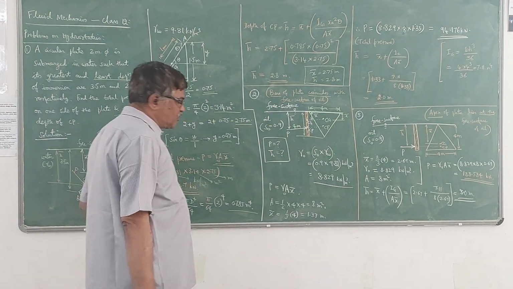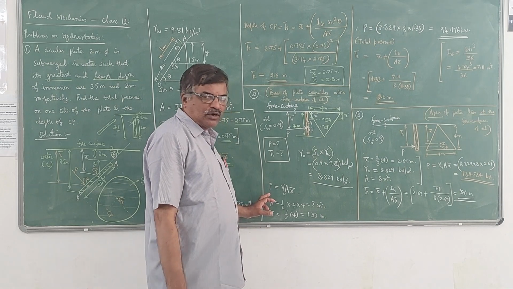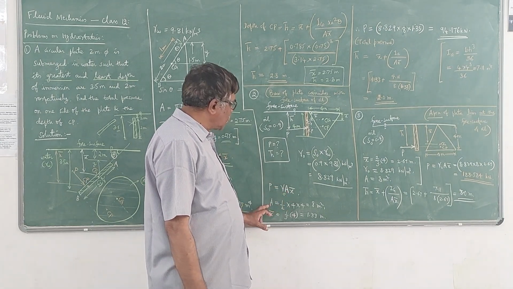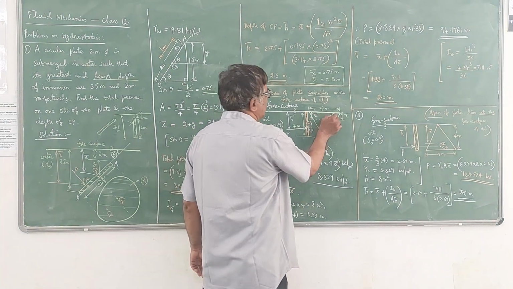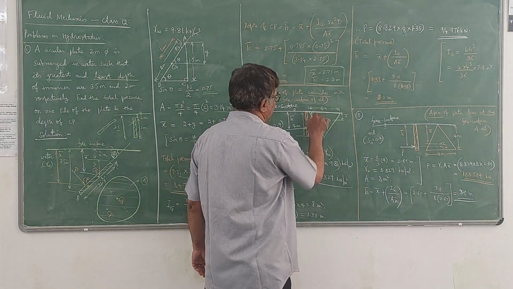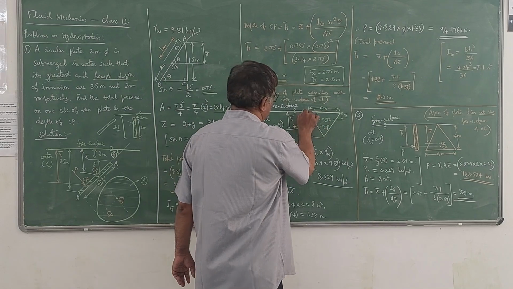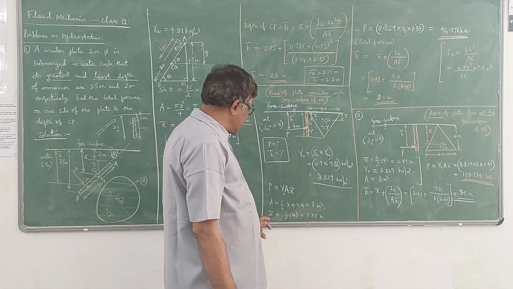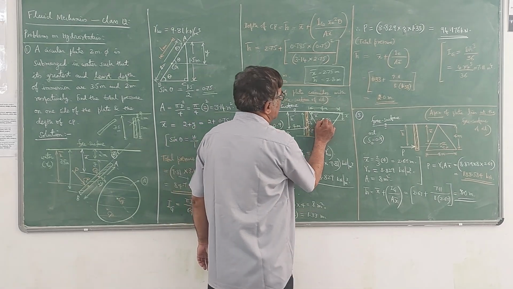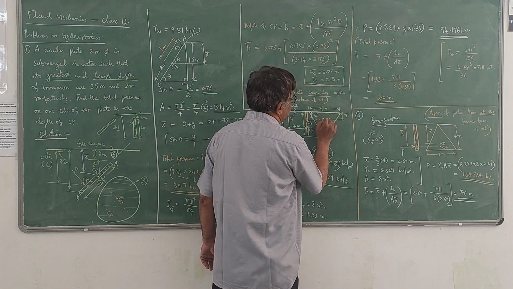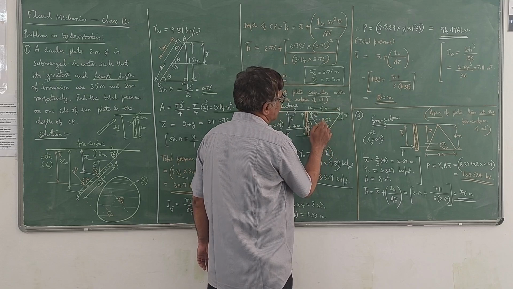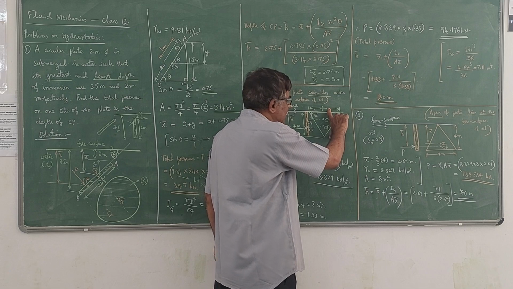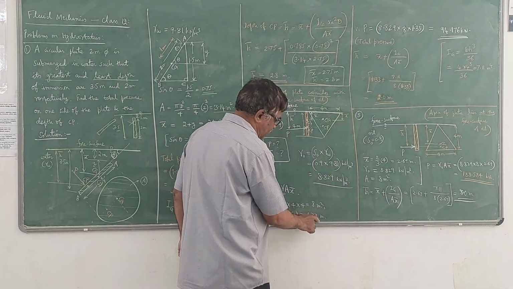So the same formula we are using here to calculate the total pressure. P is equal to gamma oil into A into x bar. So A here is the area of this triangular plate, which is half into base into height, which is half into 4 into 4. These dimensions we have been given, which becomes 8 meter square. And x bar is the distance from the free surface to the center of gravity. In this case, center of gravity lies here, which is nothing but 1/3 of this total height. So 1/3 of 4, 1.33 meters.